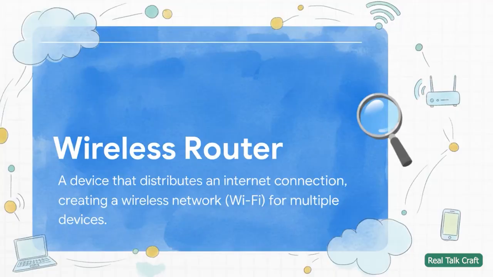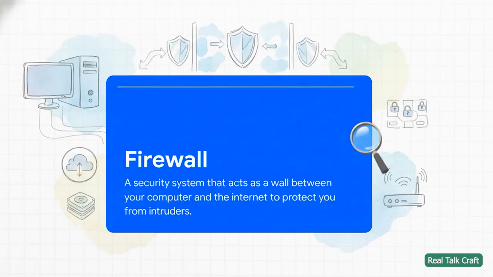Your wireless router is basically the heart of your home network. It takes that single internet connection coming out of your wall and broadcasts it wirelessly, creating what we all know as Wi-Fi. This is the magic little box that lets your phone, your laptop, and your smart TV all get online at the same time. No cables needed.